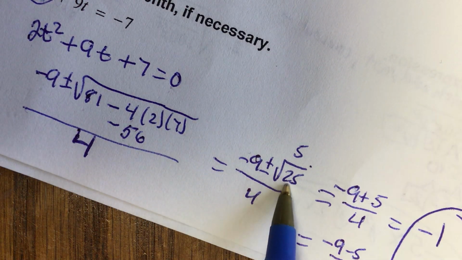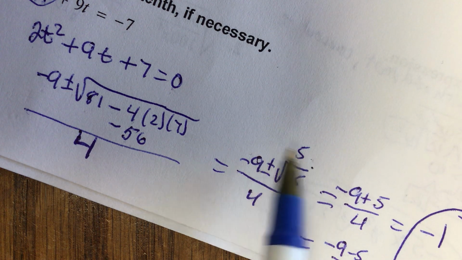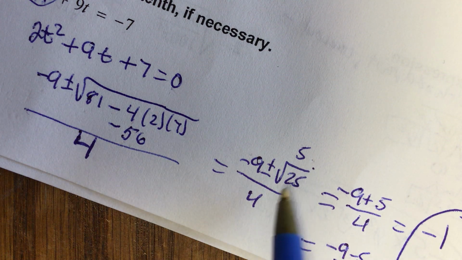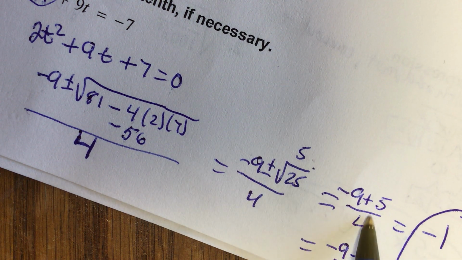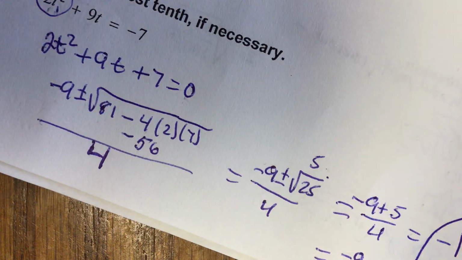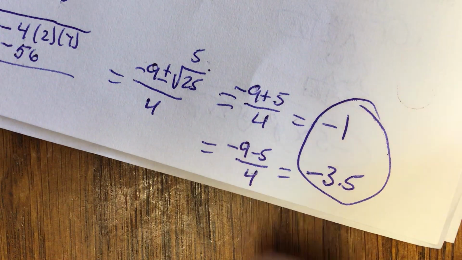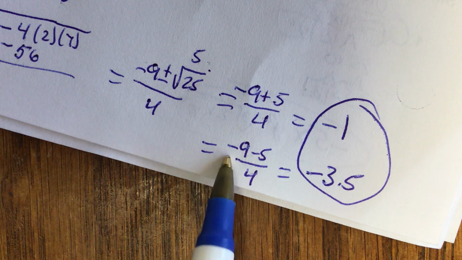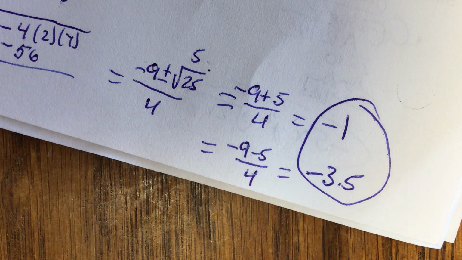And now when I get 25, and that's a perfect square, I know that that would have factored. So really, I could have factored this one using the box method, but it's not worth it anyway. I'm already there now with the quadratic formula. So I have negative 9 plus 5, which is negative 4 over 4, which is negative 1. Negative 9 minus 5 is going to be negative 14 over 4, which is equal to negative 3.5. Those are my answers.